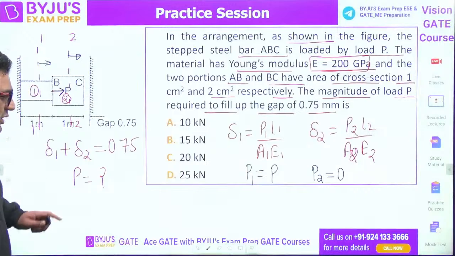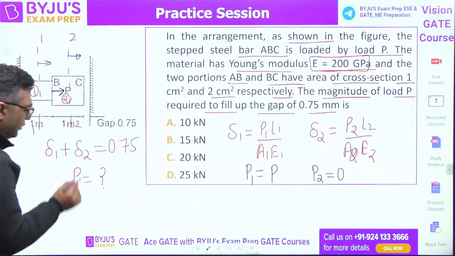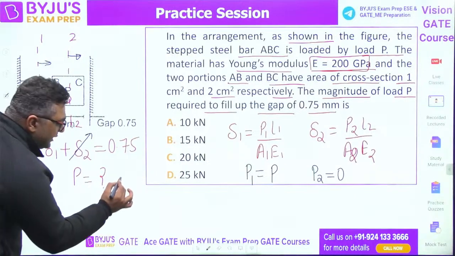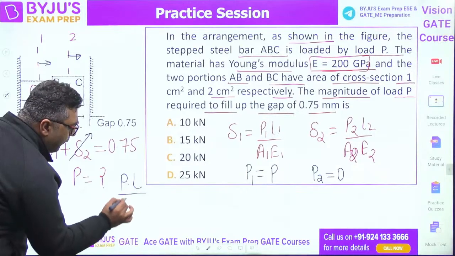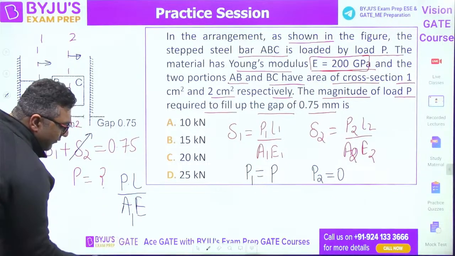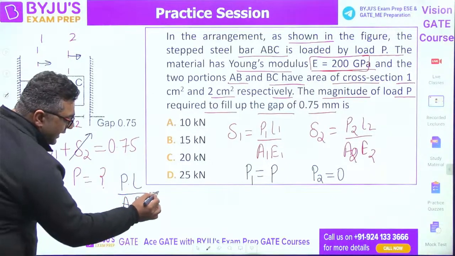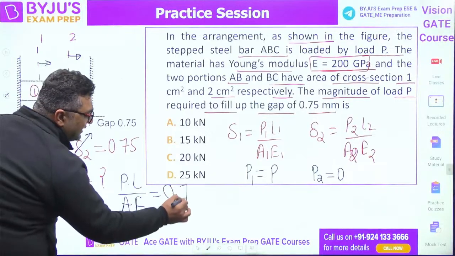For that only this question is there. So now when you put this value, delta 2 is straight away 0. You just need to put P L upon A E for A1. E and L are constant, they are equal. You would put it to be 0.75 mm.